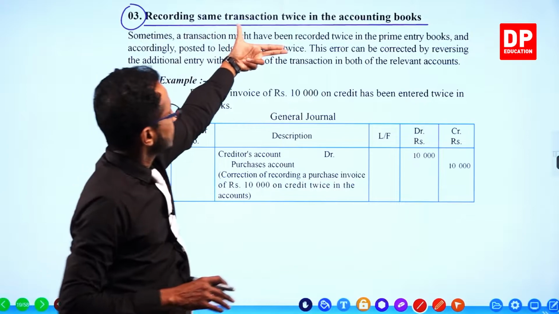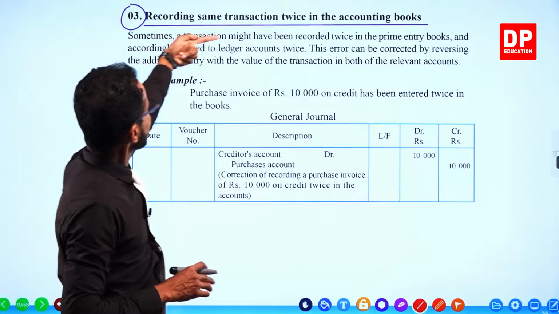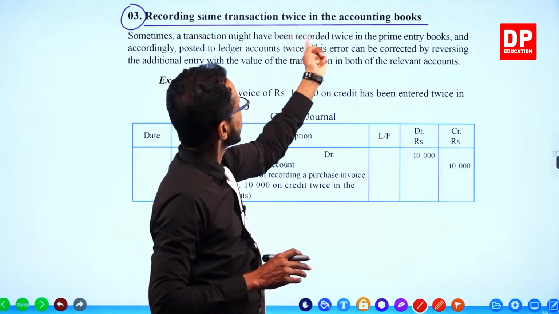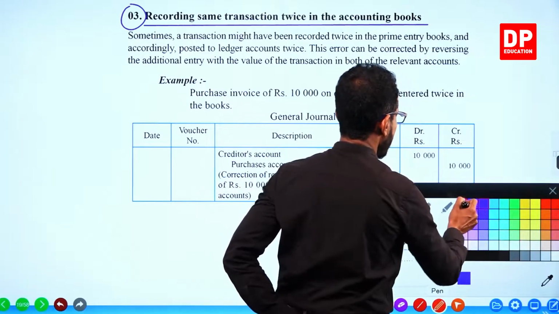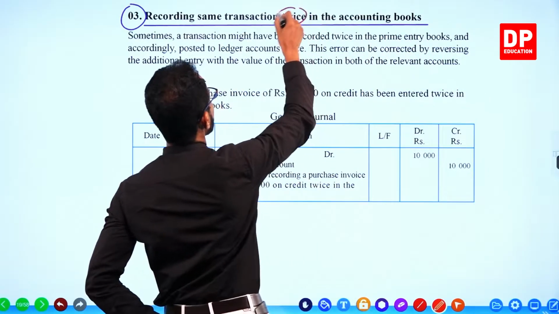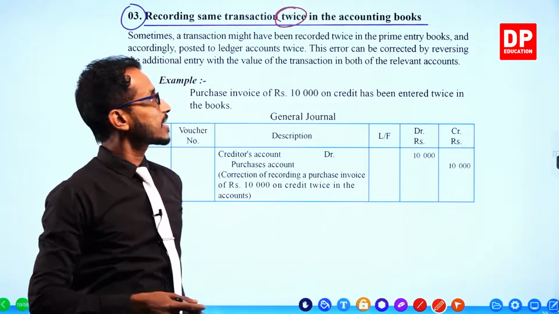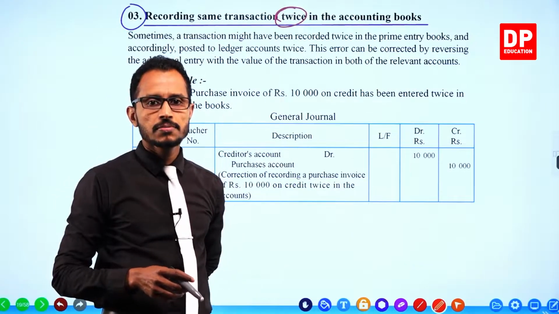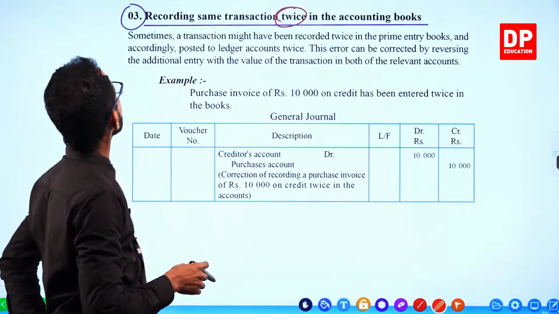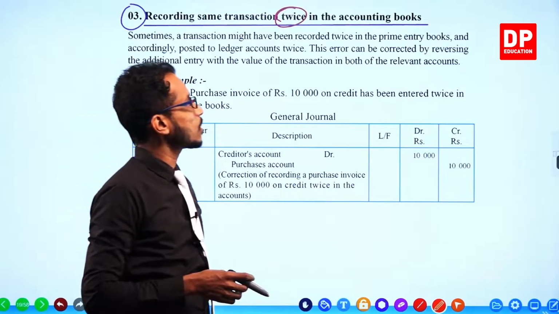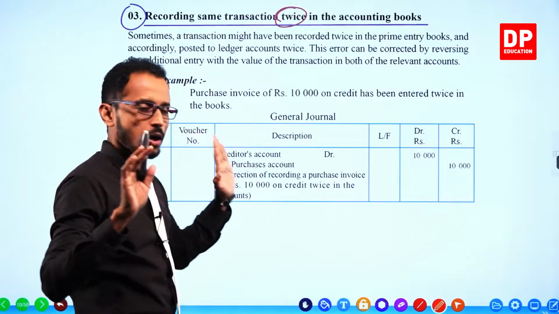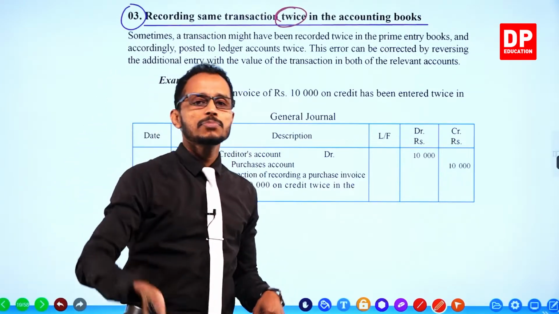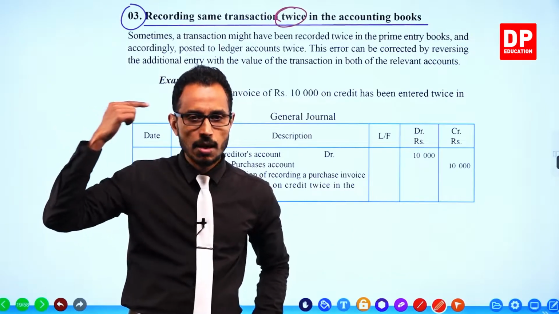This error, let's go through this one. Recording the same transaction twice in the accounting books. The same transaction is recorded twice in the accounting books. Okay, now put your thinking caps on.